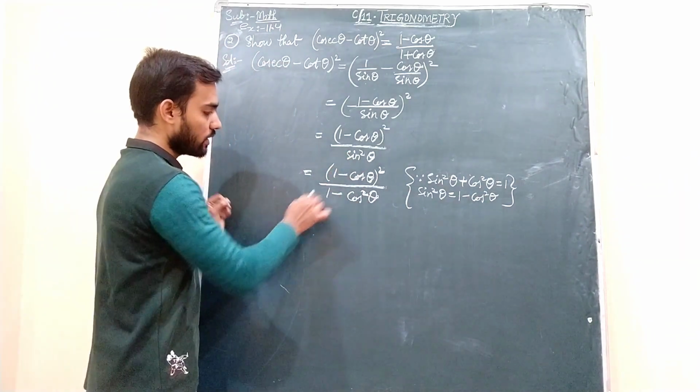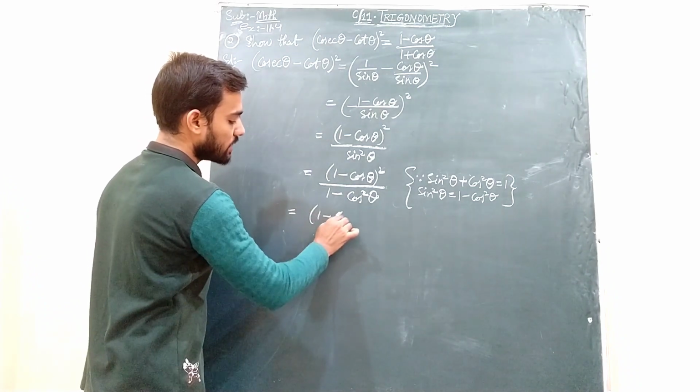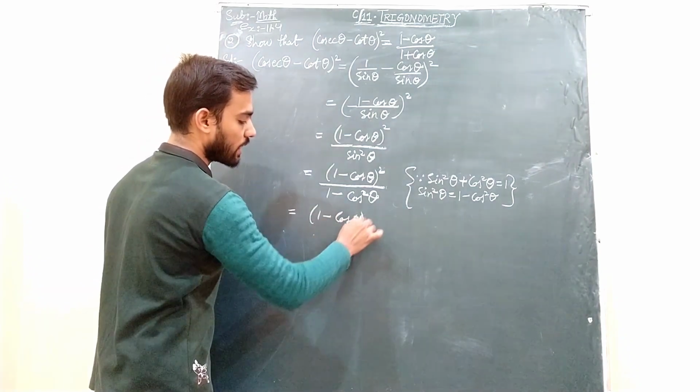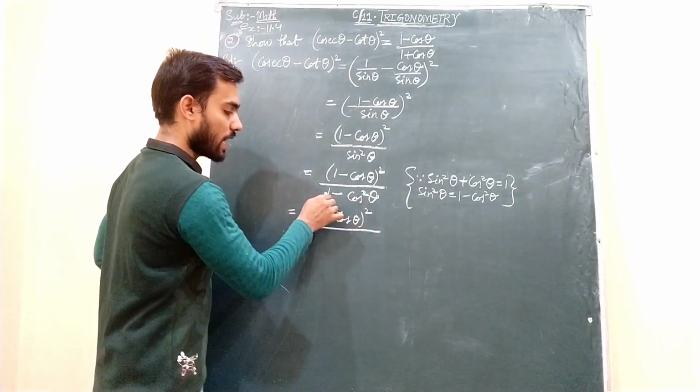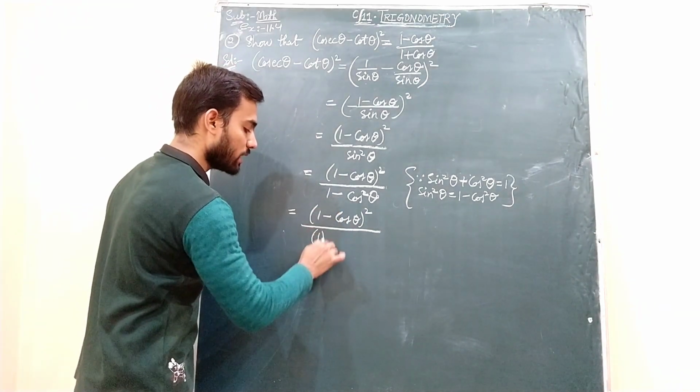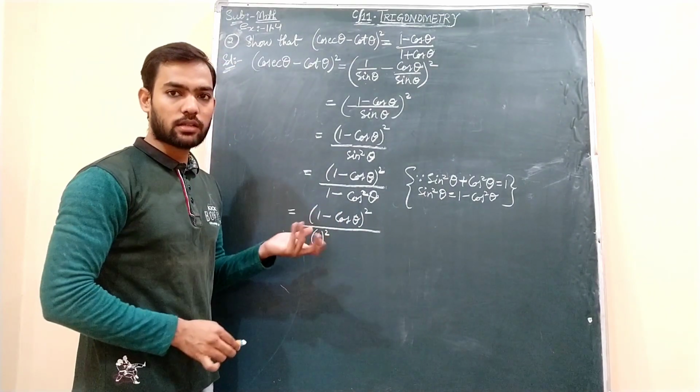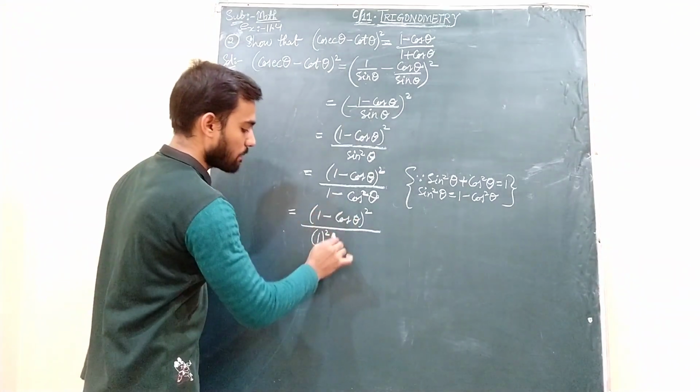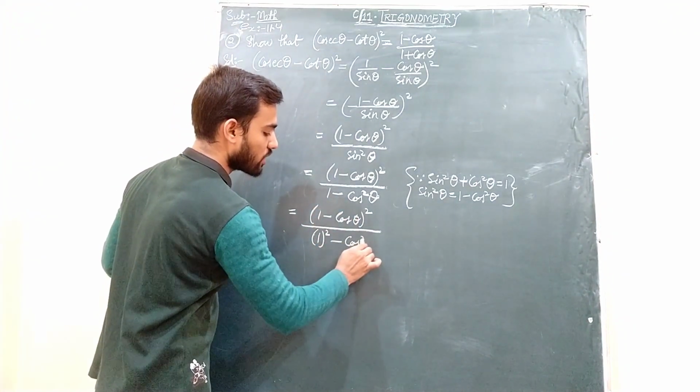Now this is (1 minus cos theta) whole square. Again I will keep as it is. Can I write 1 as 1 square? Because it is 1 only. 1 square minus this is cos square theta.